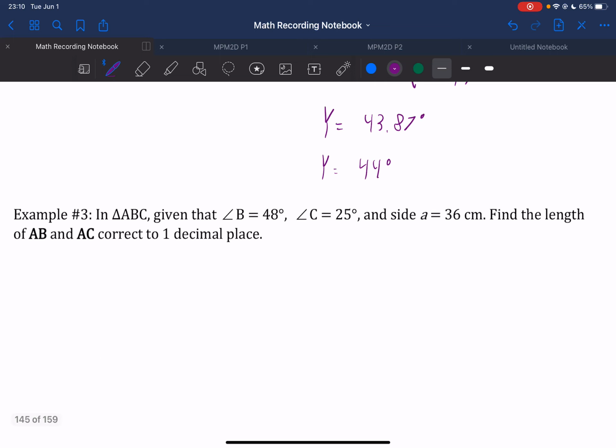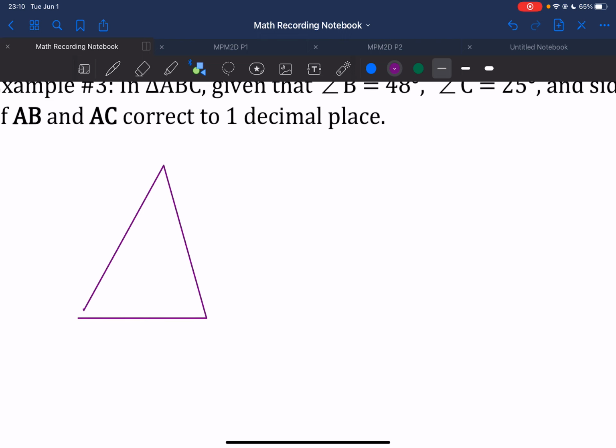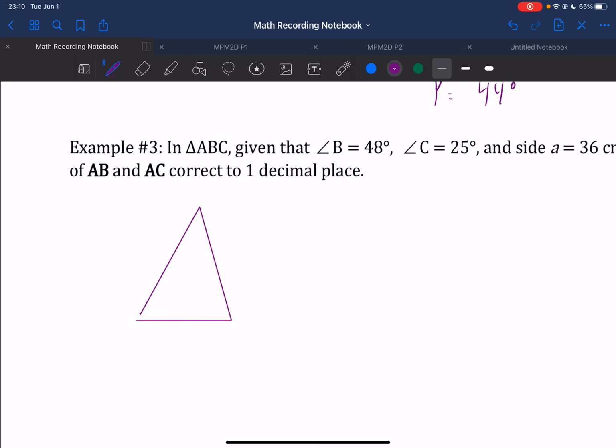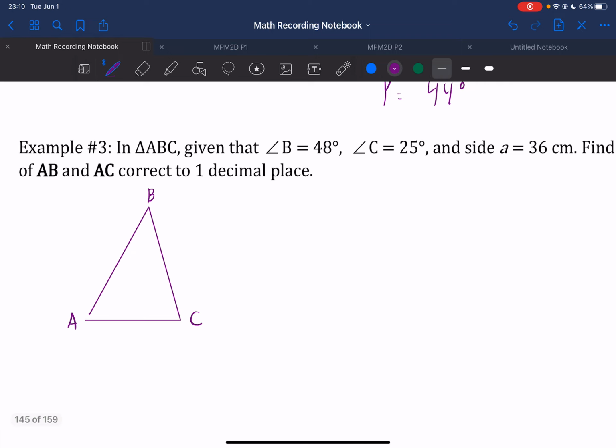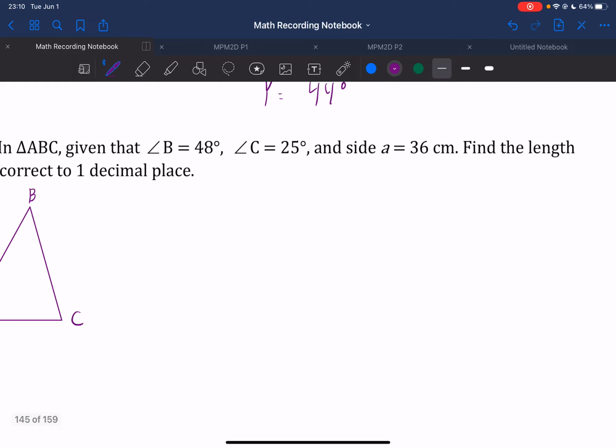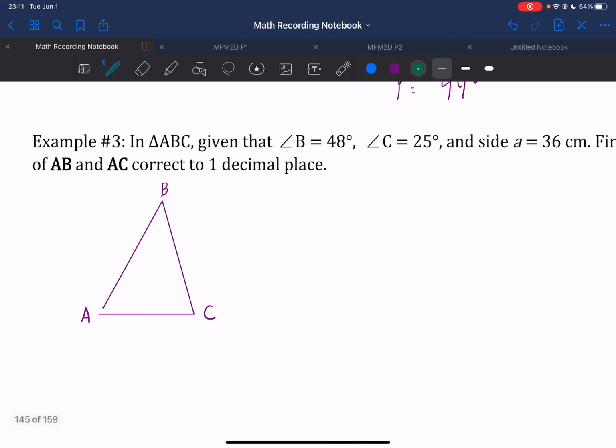All right. Next one doesn't give us a triangle, so we're going to have to draw it out. I'm going to start off by just drawing out an acute triangle that doesn't have a 90 degree angle. Hopefully let's draw that a bit better this time. And this is why we have an app that draws it for us. The question is saying in a triangle ABC, I'm going to label it right now, A, B, C. Given that B is 48 and C is 25, side A equals 36. Okay, so let's put in what we know. So side A is 36.